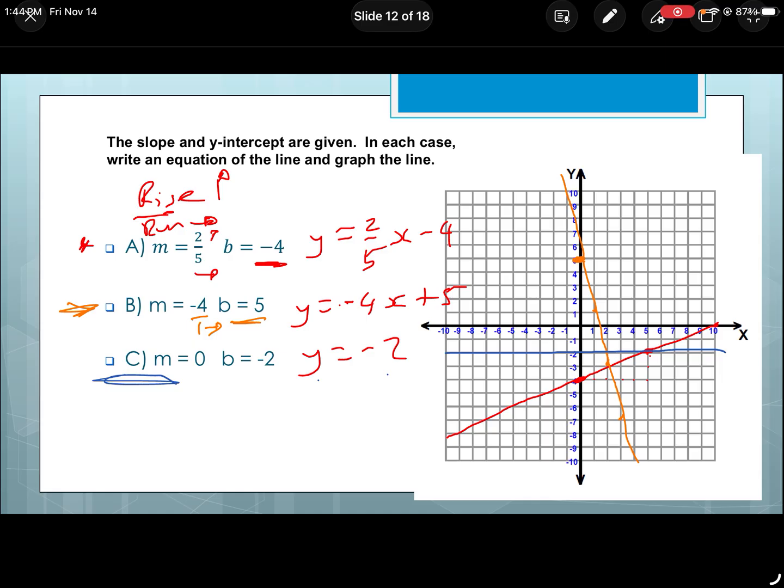Okay, so hopefully that makes sense. It tells you where to start on the y-axis. It tells you how to draw the line. Just count, and then you're good to go.